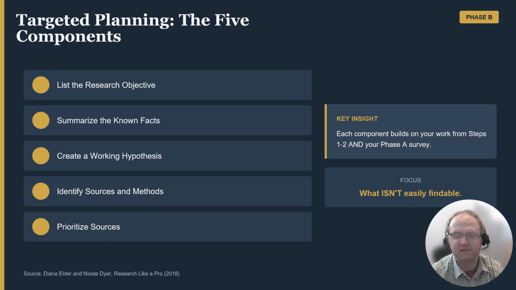You focus on what isn't easily findable. Anyone can run a FamilySearch or an Ancestry.com search, but not everybody can navigate courthouse records, interpret probate jurisdictions, or identify less obvious archival collections.